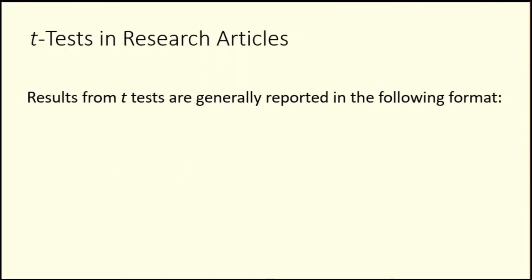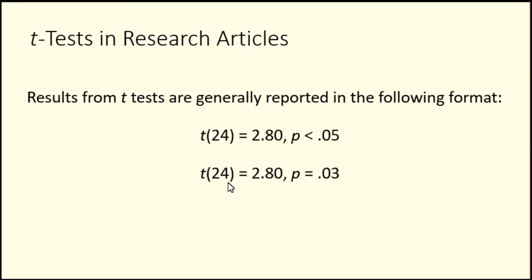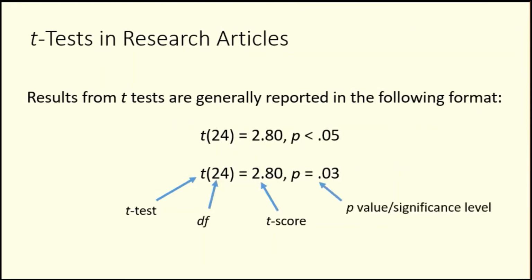And that's the process for completing a dependent t-test. Now, when we talk about reporting t-test results and how they will appear in research articles, generally these follow the following format. We might see something like this, where T indicates that this is a t-test. The 24 here is our degrees of freedom. Whatever is in the parentheses next to the T is the degrees of freedom for a dependent t-test. We have our sample t-score, and then our p-value or significance level.